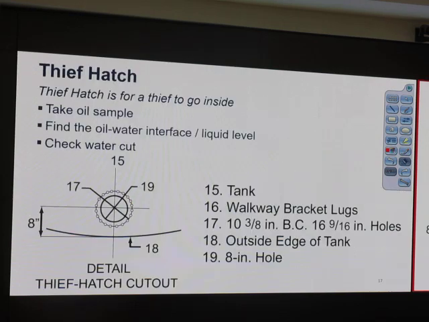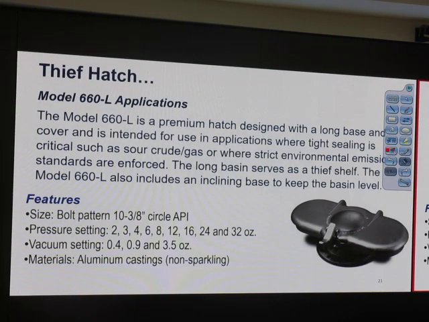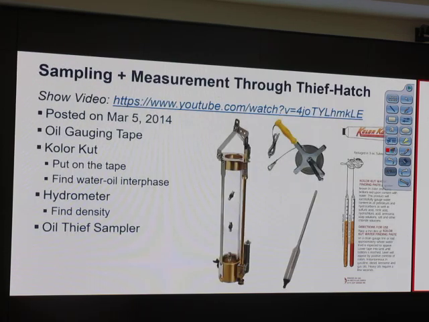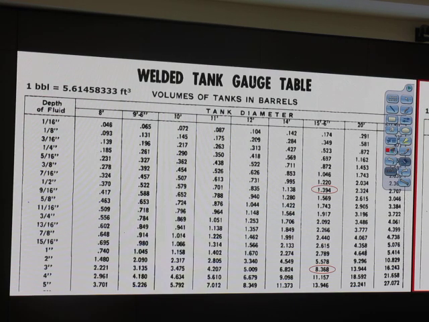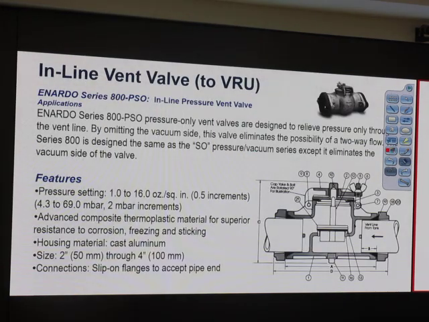You know how to do the tank gauging? You know each equipment is called thief hatch. Another type of thief hatch, that's also thief hatch. This is the thief itself, this is the tape. We have that tape, color cutting, there's a hydrometer. This is in our exam. Tank gauging is just breaking the reading into several things added together. Too easy. Okay. Another valve, an inline vent valve.